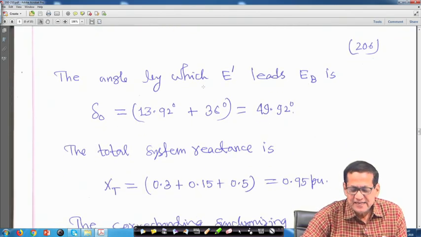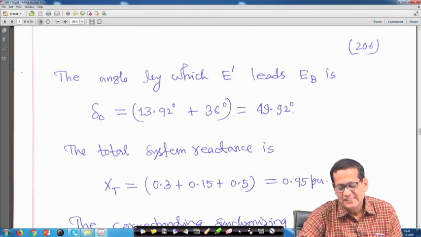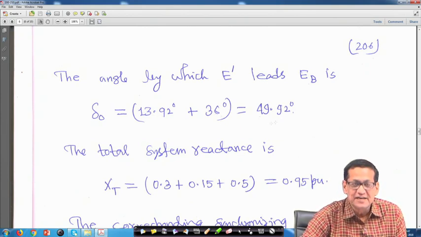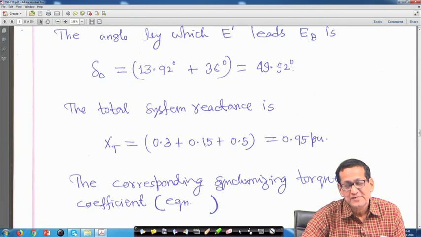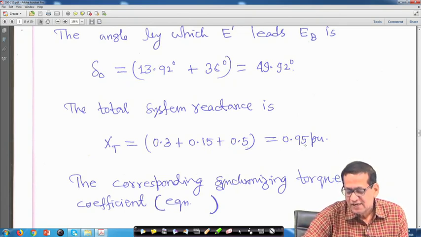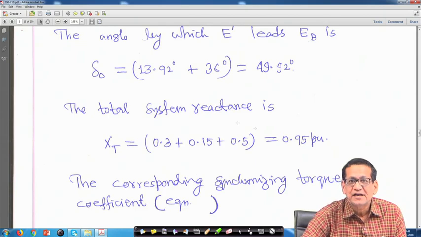Therefore, the angle by which E dash leads E b, I told you it will be 13.9 plus 36, so 49.92 degree, right. Now, the total system reactance is x d dash plus the transformer reactance 0.15 plus line reactance 0.5. So, the total is 0.95 per unit, right.